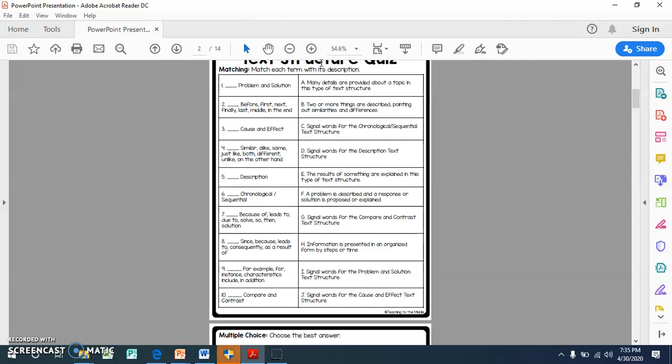For example, for instance, characteristics include, in addition. Which letter in A through J matches that? And lastly, compare and contrast. Which letter in the column on the right, A through J, matches compare and contrast? So what describes it?